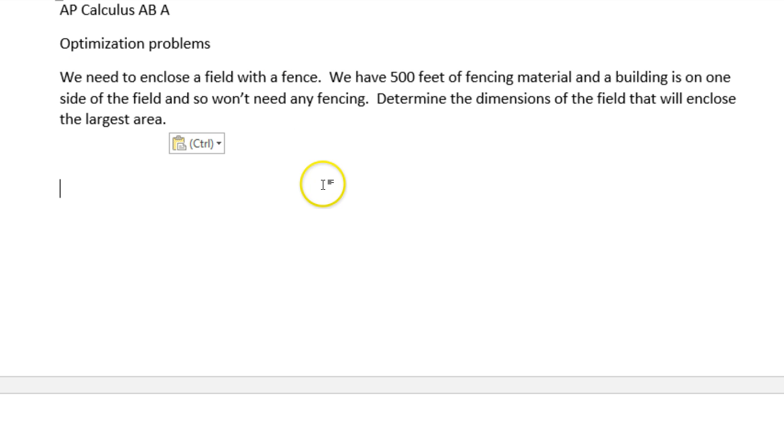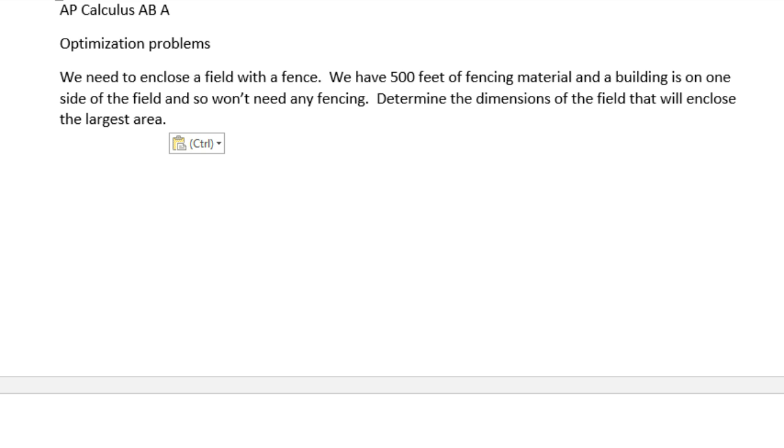Okay, we need to enclose a field with a fence. We have 500 feet of fencing material, and a building is on one side of the field, so we don't need any fencing on that side. Determine the dimensions of the field that will enclose the largest area.